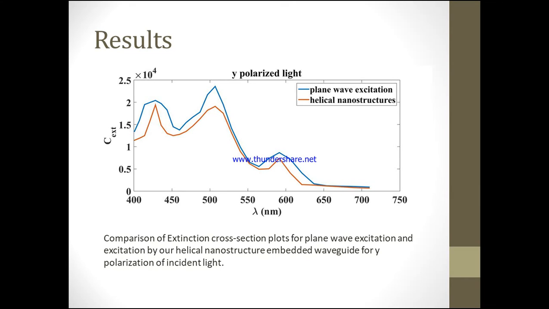However, the lattice modes, or the additional modes which arise due to the diffractive coupling, were broad for the plane wave excitation. You can see these ones. This is somewhere around 428, and this is somewhere around 600. So these have become sharper for the helical nanostructures, and they were broader for our plane wave excitation.